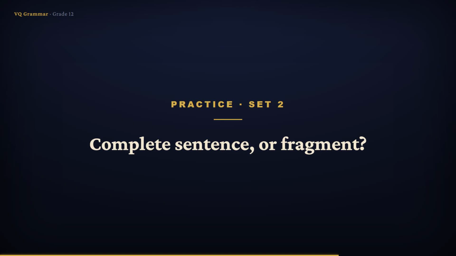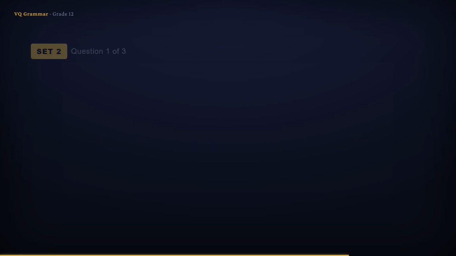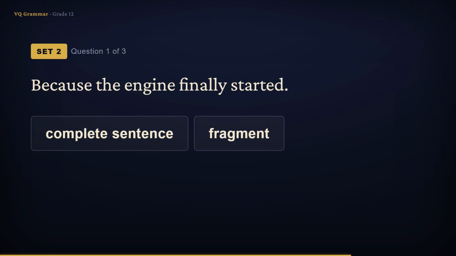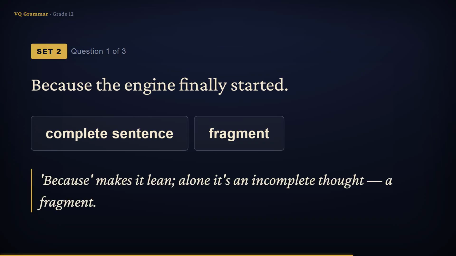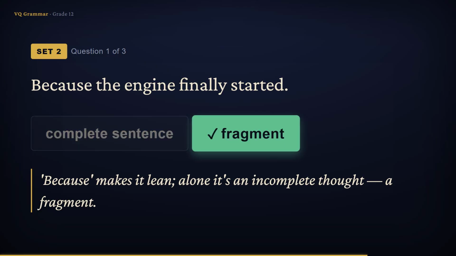Now a different question. For each item, decide whether it's a complete sentence or a fragment. That is, a subordinate clause left standing all alone. Pause and choose before I answer. Because the engine finally started. It has a subject and a verb, but that leading word because makes it lean, and there's no main clause here to catch it. Because the engine started and then? The thought never finishes. Standing alone like this, it's a fragment.